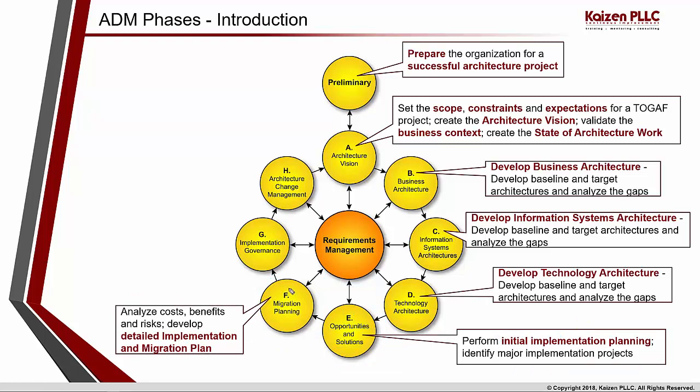Phase F is where you do the detailed implementation and migration planning. This is another important deliverable known as the implementation and migration plan. All the high-level work packages, the dependencies, the transition architectures that you have identified here, you put up a concrete and final plan in terms of cost benefit analysis, in terms of risks. Okay, you analyze all those details and you put them forward as part of the implementation and migration plan.